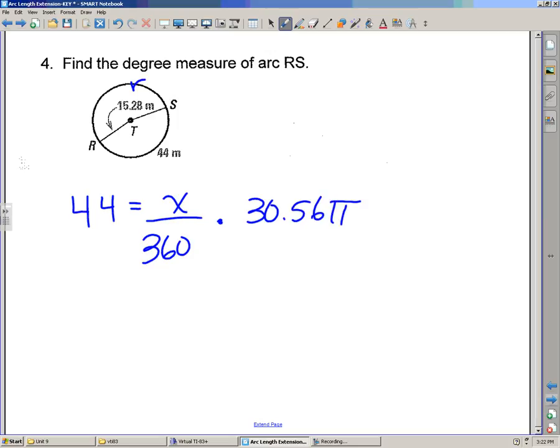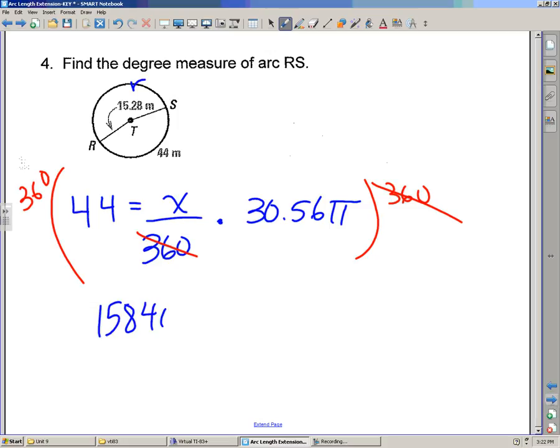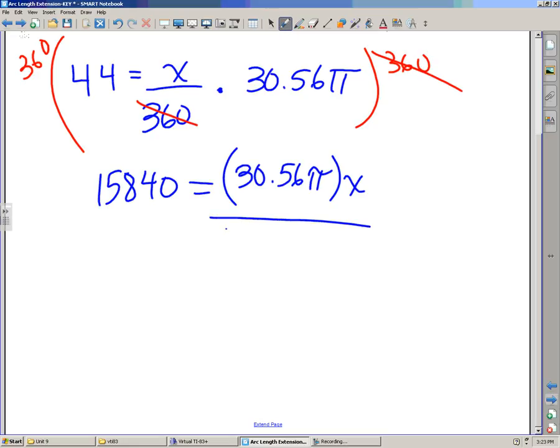Now you have to get x by itself. One thing you might want to consider doing is multiplying both sides by 360. If you multiply both sides by 360, the 360 denominator goes away on the left-hand side. 44 times 360 is 1,508.40. So 1,508.40 equals 30.56 pi times x, because that's all that's left on the right-hand side. To find x, which is the degree measure, you need to divide out the 30.56 pi.